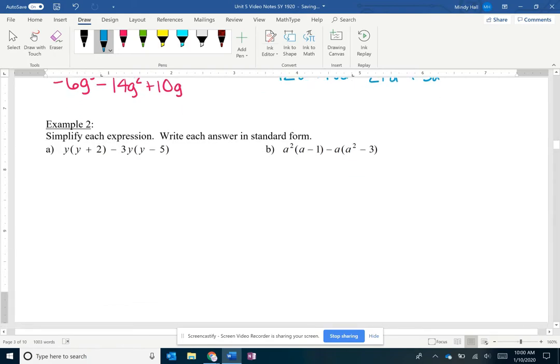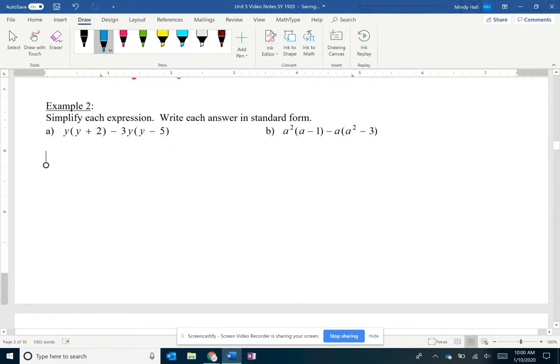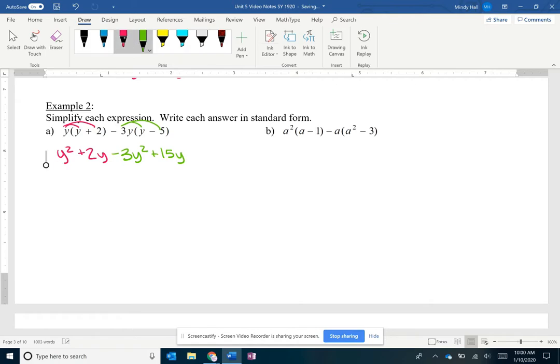All right, so for example 2, we are going to simplify each expression and then write the answer in standard form. So we're going to distribute: y times y gives us y squared, and y times 2 gives us 2y. And then negative 3y times y gives us negative 3y squared, and negative 3y times 15 gives us a positive 15y. So then when we combine them, y squared minus 3y squared gives us a negative 2y squared. And 2y plus 15y gives us 17y.